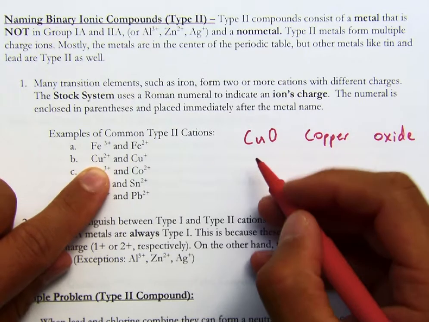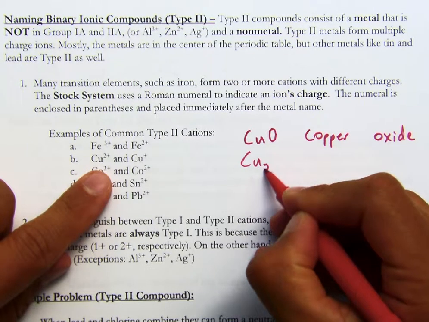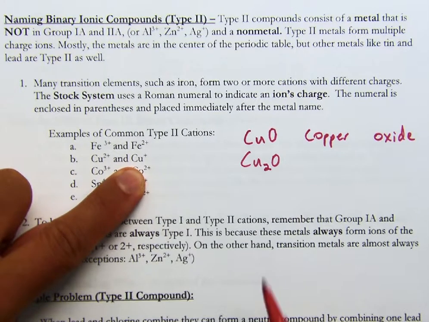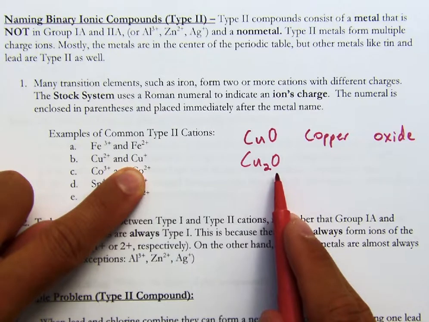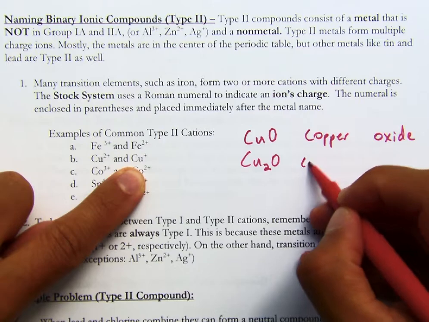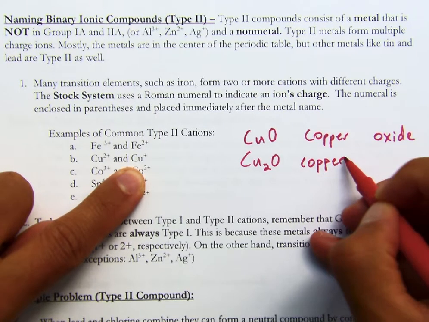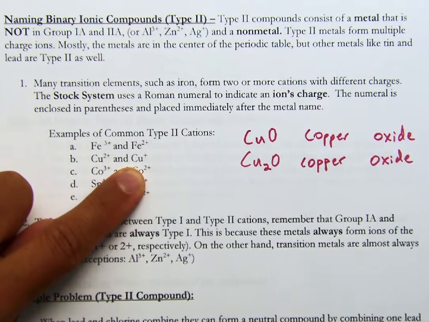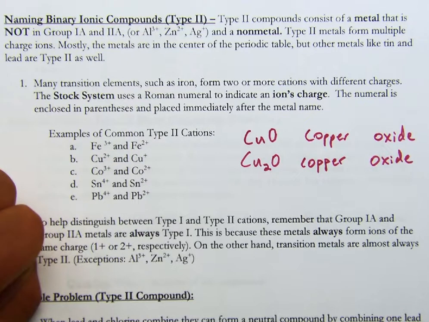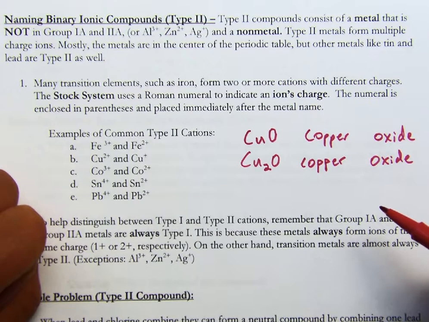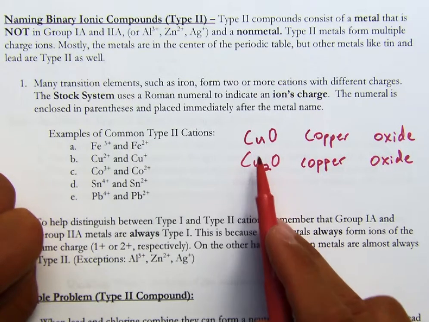But what if you had Cu2O? That would be a copper with a positive 1 charge. Oxygen still -2. So these are both neutral compounds. And if you were going to name this, you'd say, oh, well, that's copper, and then oxygen becomes oxide, right? They're both copper oxide. Now, hopefully you see that that's an issue. These have different formulas. They can't have the same name. So you have to specify what the charge of the metal is.